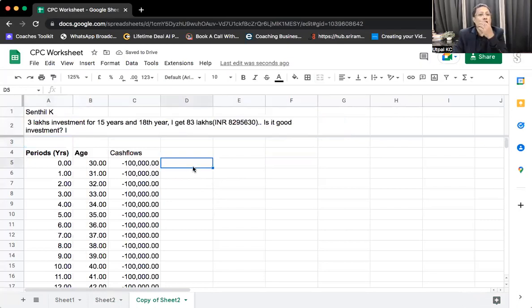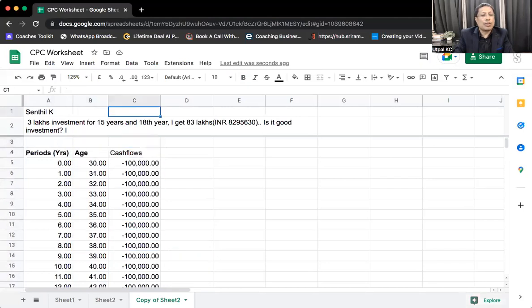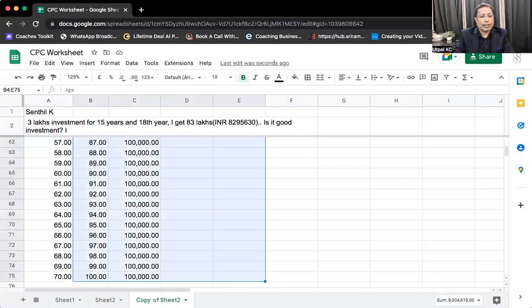Okay. So now you are making a 3 lakhs investment for 15 years, right? So here I am, okay, using this for 15 years. We do not need the age column, right? So I'm going to delete it.